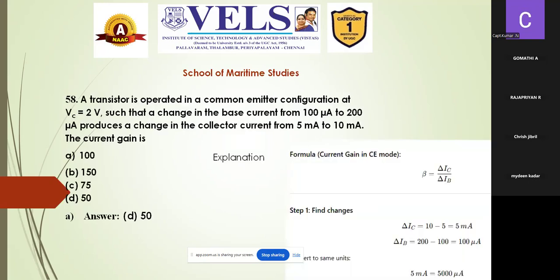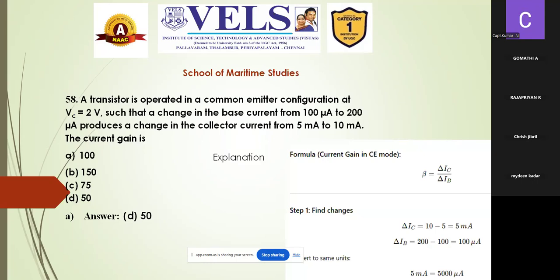Next question is, a transistor is operated in a common emitter configuration at V is equal to 2 volt, such that a change in the base current from 100 microampere to 200 microampere produces a change in the collector current from 5 milliampere to 10 milliampere.